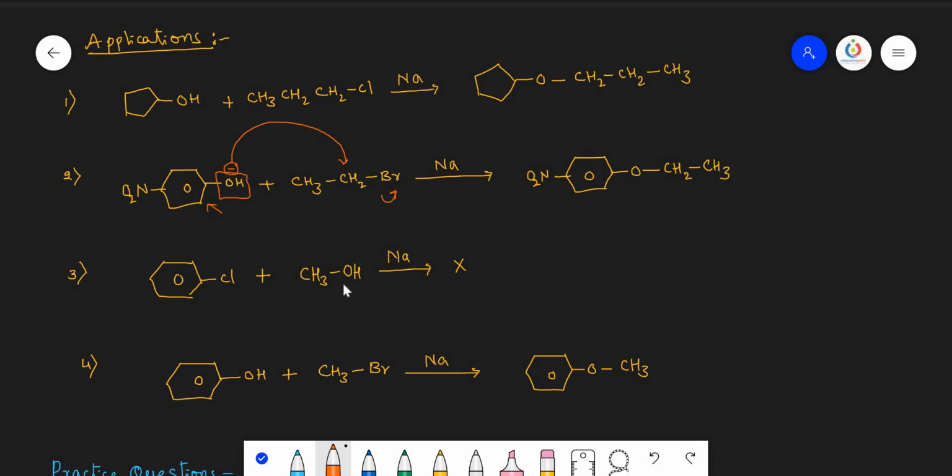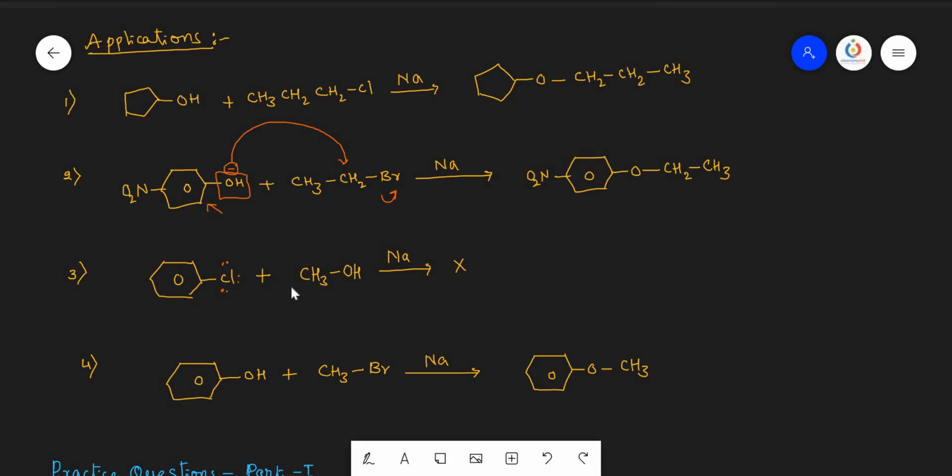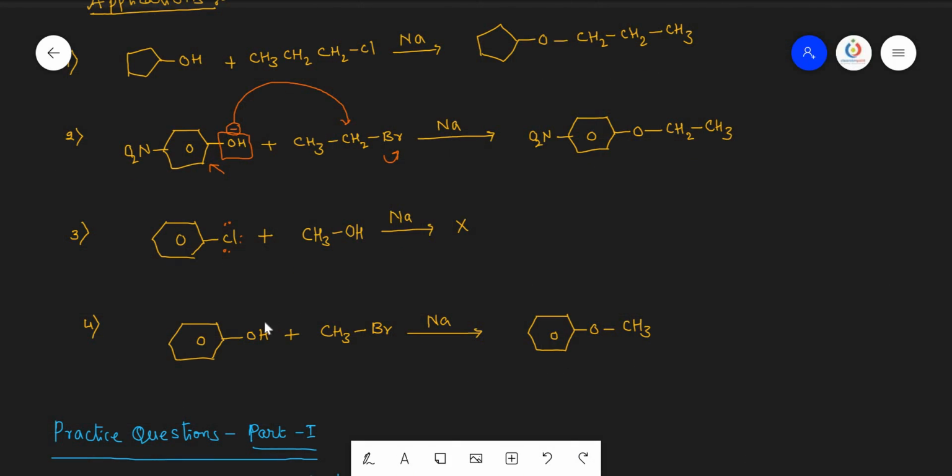But if you take chlorobenzene and methyl alcohol, the reaction is not possible. The reason is, here the lone pair of electrons participates in the resonance with the double bonded carbon atom, which finally gives the double bond nature between the carbon atoms, so the reaction is not possible. But if you put this OH group here and the chlorine group here, the reaction is again possible. Why? Because here no resonance, here also no resonance.